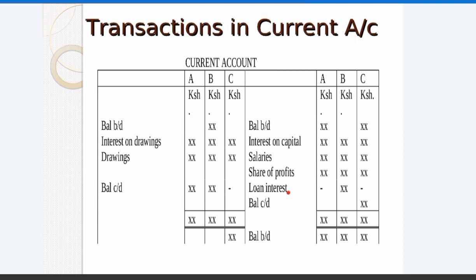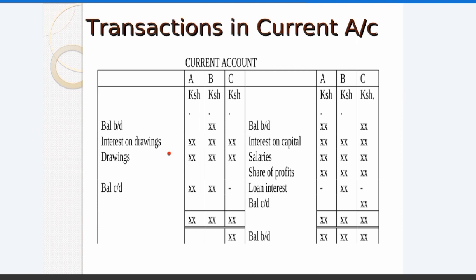part of the current interest of the partners. So in essence, we are saying that the partners' current account will increase from the interest on capital, from the salaries they receive as partners, from their share of profits, and from the interest that they earn from loans if there is any partner that has loaned the business.